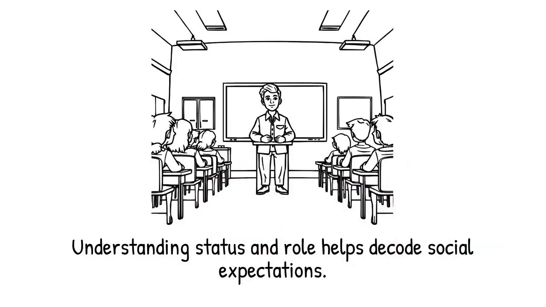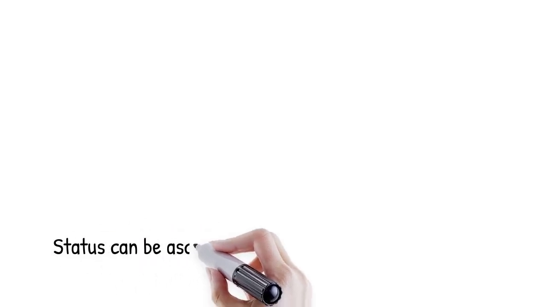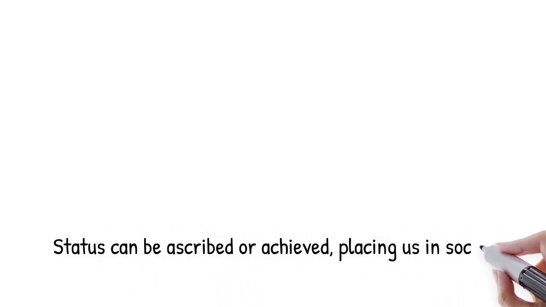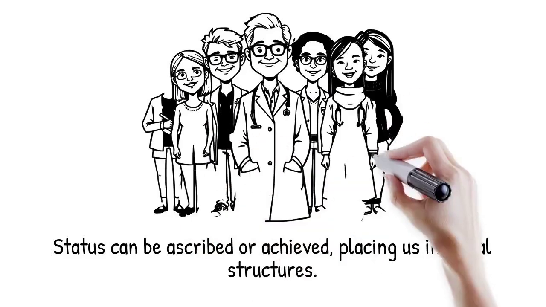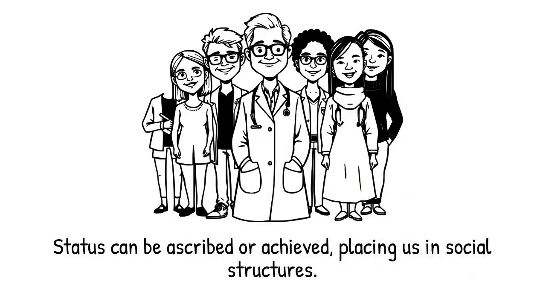In sociology, status refers to a recognized social position an individual occupies. This could be ascribed, like being a daughter or a citizen, or achieved, like becoming a doctor or a university graduate. These positions place us within the social structure and come with certain expectations.